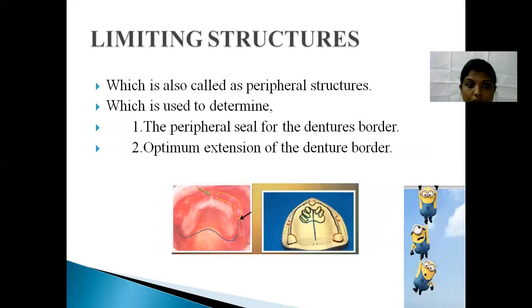Coming to the limiting structures, which are also called the peripheral structures, they are used to determine the peripheral seal for the denture border and also the optimum extension of the denture border. So these structures will determine the extent of the denture.